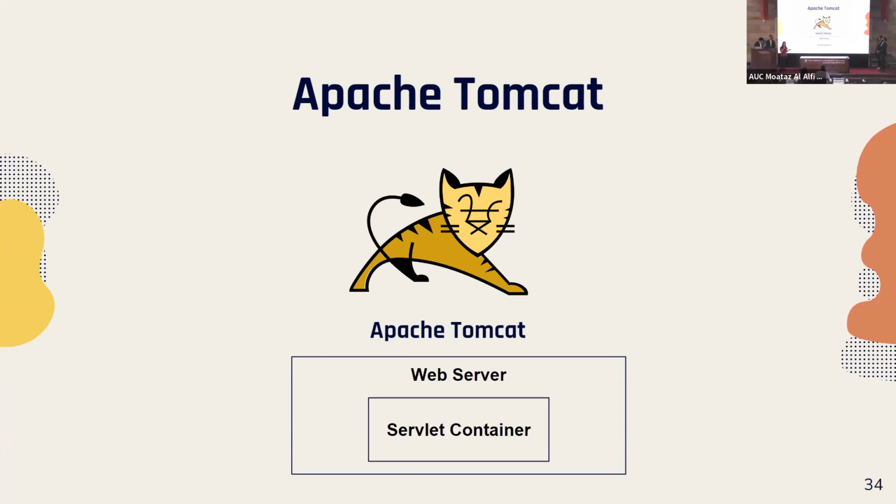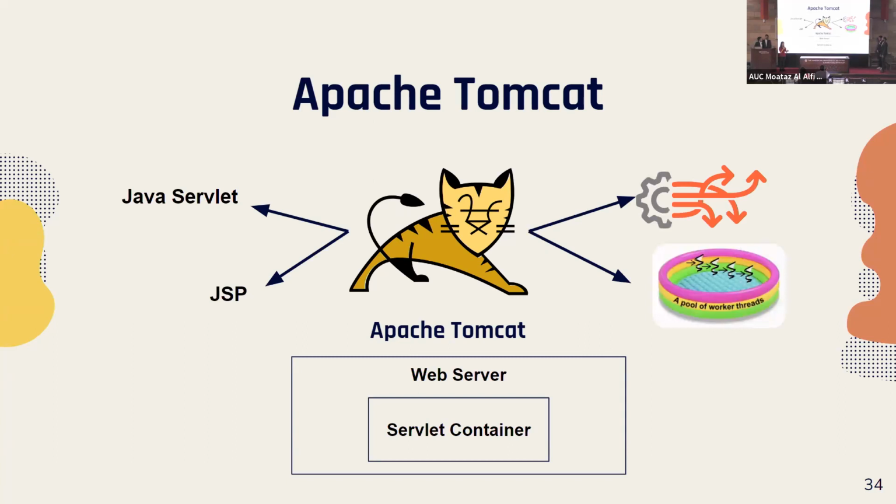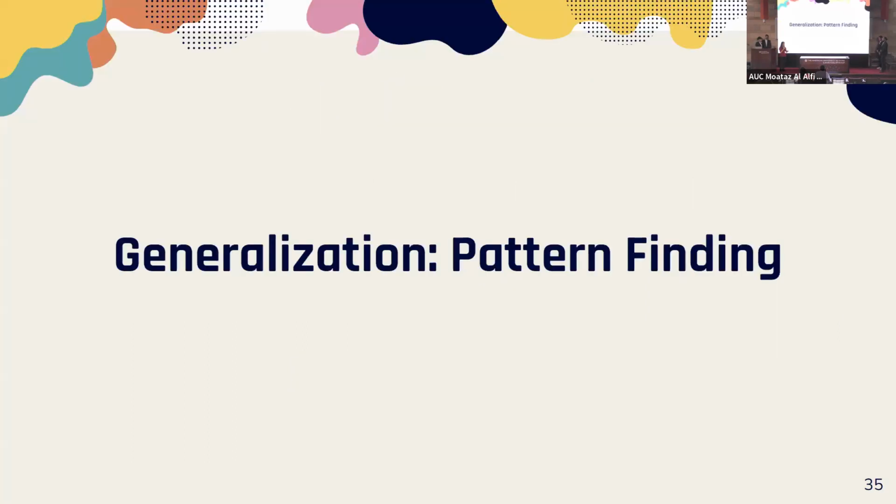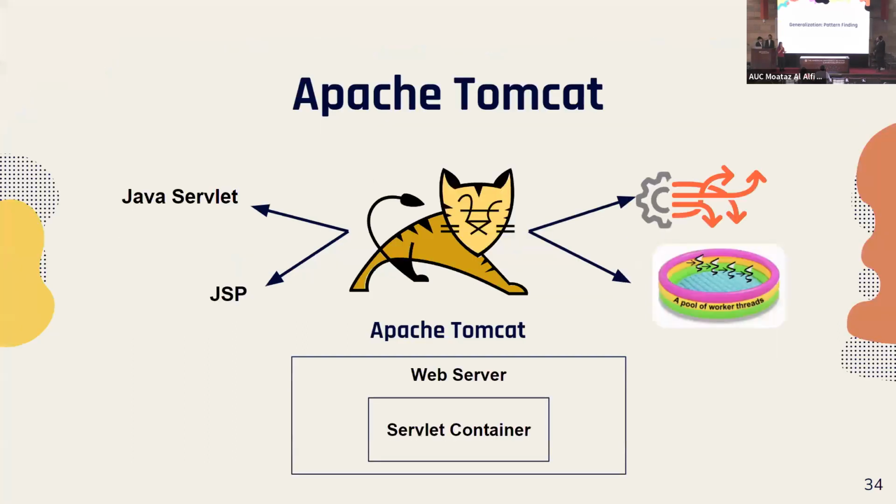So what is Tomcat? Tomcat is a Java application web server and servlet container that actually uses threads and thread pools extensively in its architecture. So we have started using it this semester, and now actually John will walk us through how we used it throughout the semester.